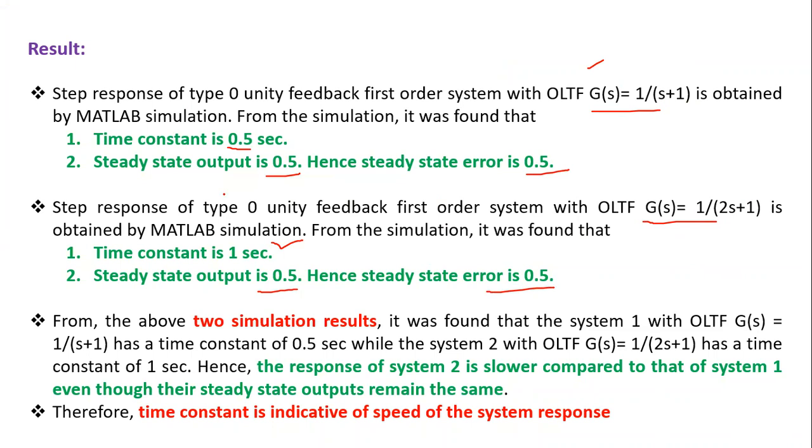If you observe for both the cases, even though the steady state output and the steady state error are the same for both systems, due to the time constant variations, the system with the larger time constant is slower in response. That means system 2 has 1 second and system 1 has 0.5 seconds. The second system has more time constant compared to the first system. So that's why system 2 is slower compared to system 1.